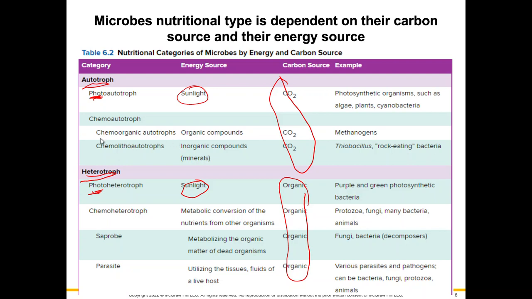Also, anything that's a chemo is pertaining to chemicals, and we'll get to the specifics as we go one by one. You do not need to know specific examples, but you should know this here. If I were to ask which of the following would describe the nutritional type of a microbe that uses carbon dioxide as the carbon source and sunlight as the energy source, then you should be able to tell me a photoautotroph.